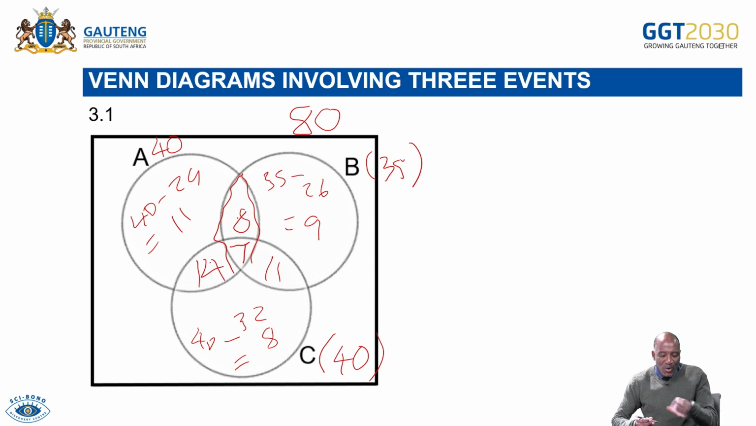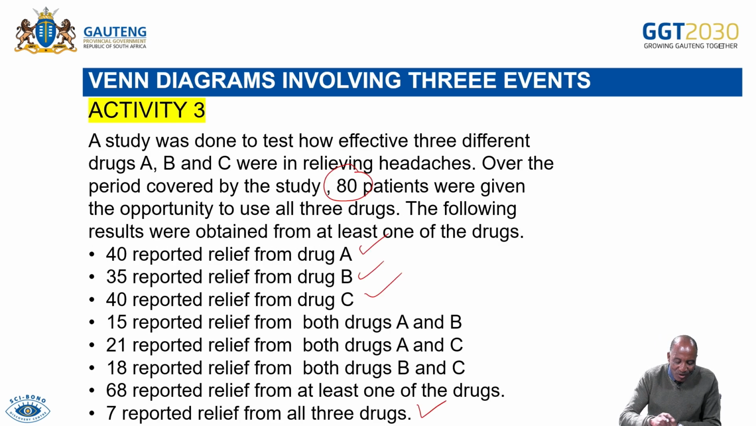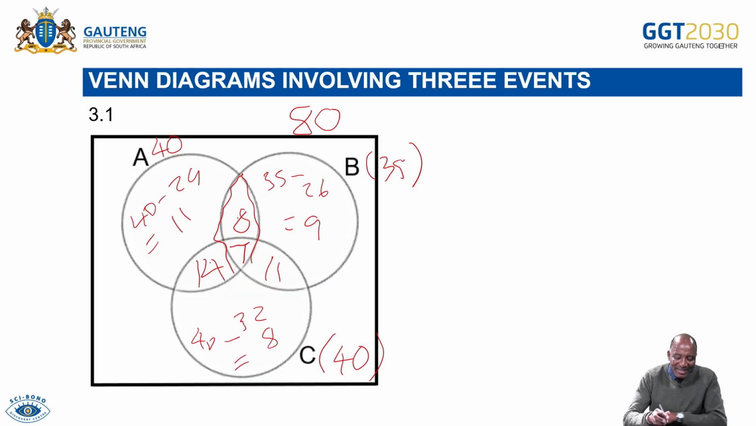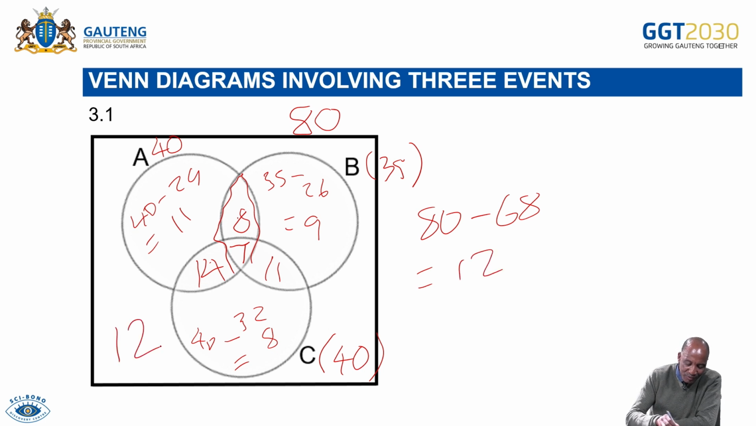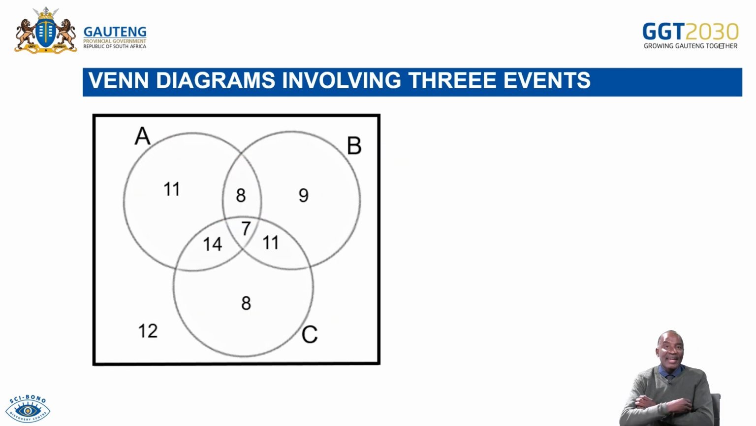Then we were told again that all in all, 68 reported relief from at least one drug. So from at least one drug, it means all these are 68. So how many were not cured? You are going to say 80 minus 68, then you get your 12. So it means there are 12 who never got help from the drugs. There is your complete Venn diagram, region by region.